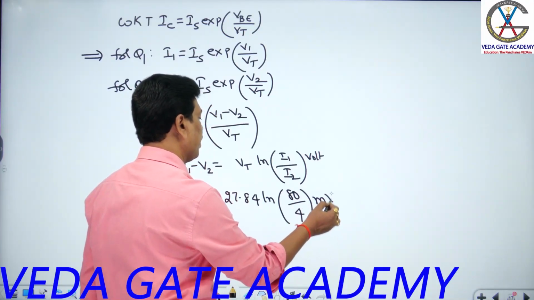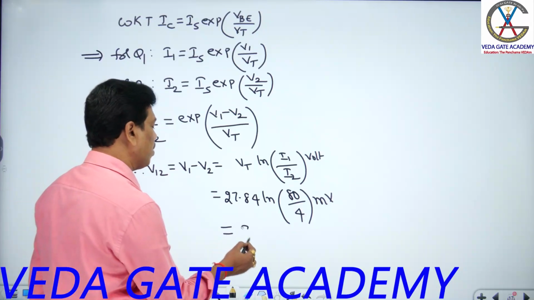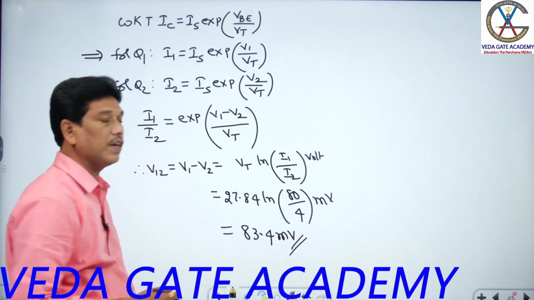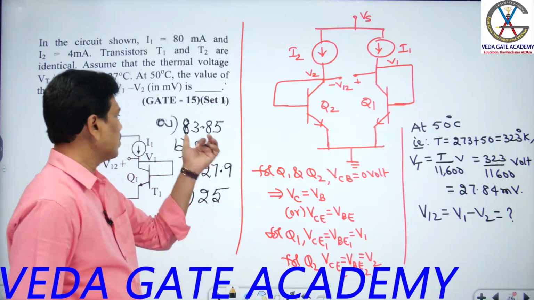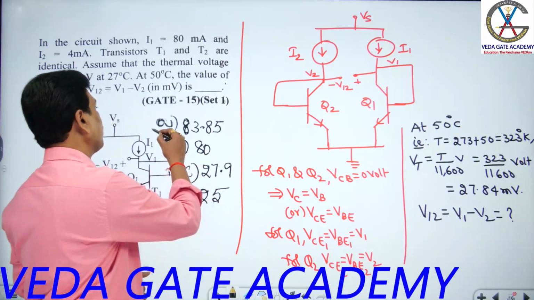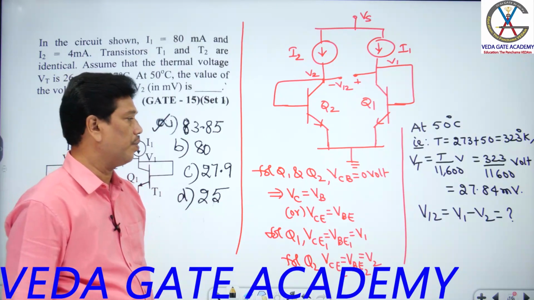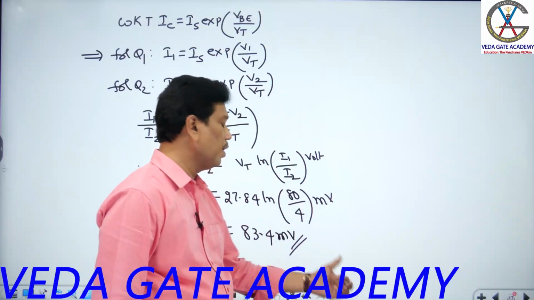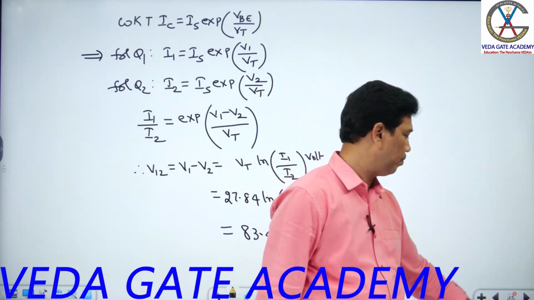This is millivolt. If I simplify this, you may get the corresponding value equal to 83.4 millivolt, students. So the nearest answer is option A, 83.85, students. 83.85 means nearly 83.4 millivolt you may get. So that corresponding V1 minus V2 is 83.4 millivolt. Got it, students? Next one I can go.